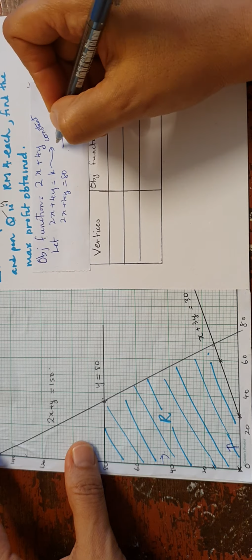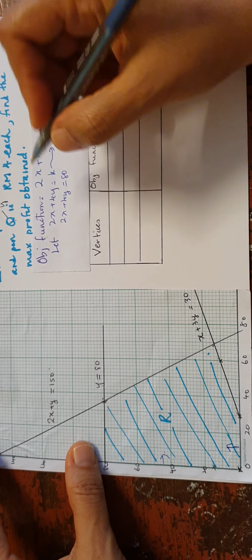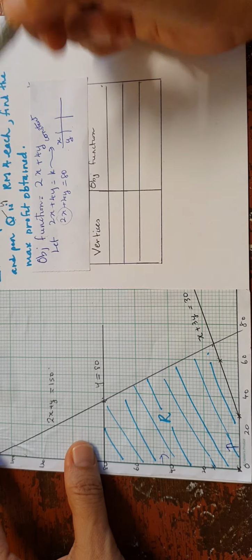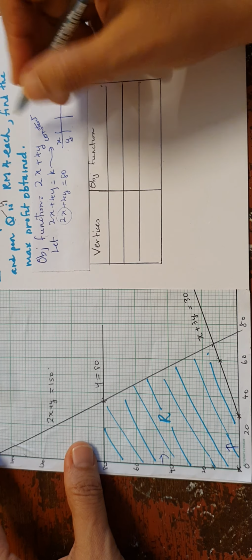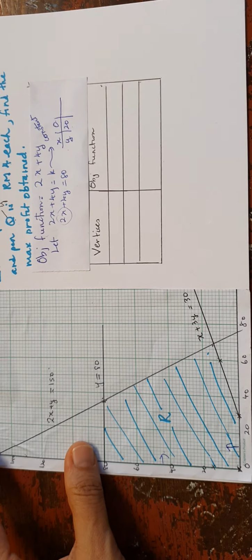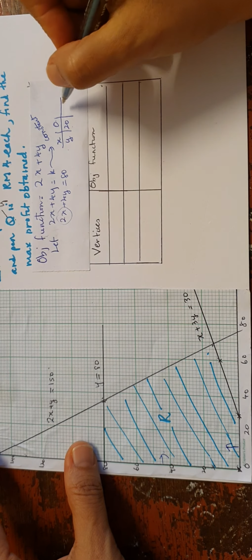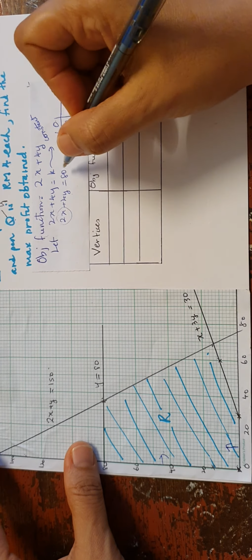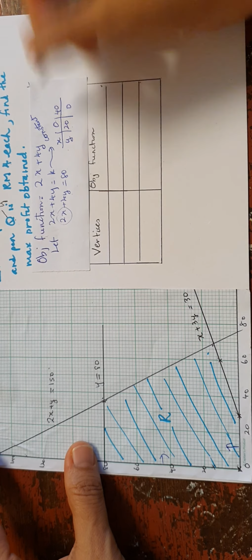I need a table of values. This is x and y. Okay, let's start with x is 0. So x is 0, 4y is 80, so y is 20. Okay? So the next one, let's say y is 0. So when y is 0, 2x is 80, so x is equal to 40.